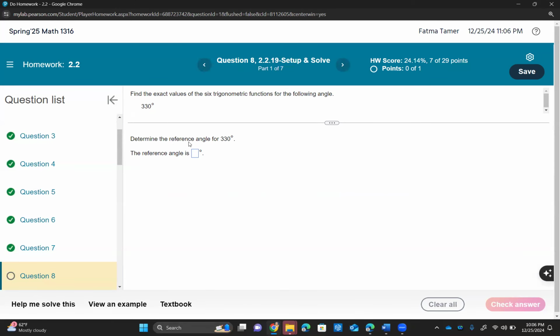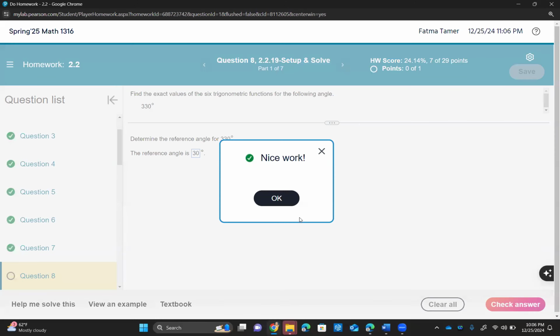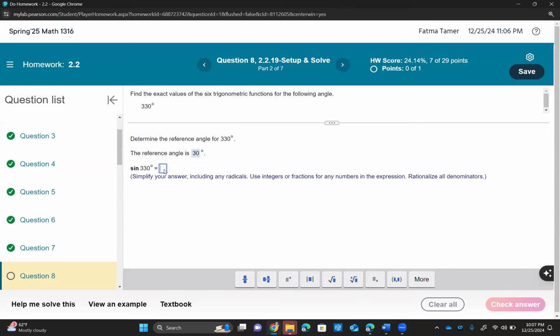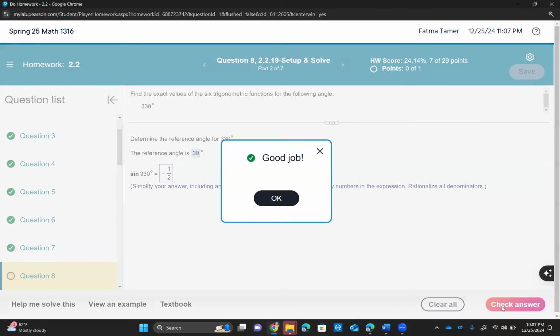For question 8, it is asking me to find the reference angle for 330. To find the reference angle, I need to do 360 minus 330, and that will give me 30 degrees as an answer. Next, if I have sine of 330, it will be the same thing as sine of 30, and sine of 30 is 1 over 2, with a difference. Sine of 30 is a positive 1/2, but 330 is in quadrant 4, and in quadrant 4, the sine values are negative. So the expected answer will be negative 1/2.